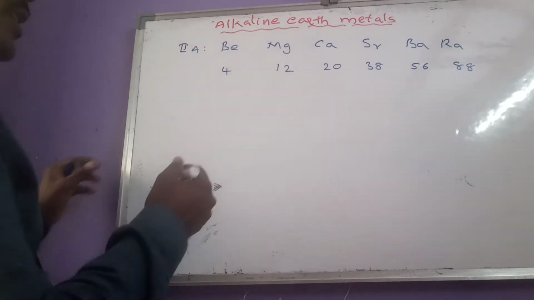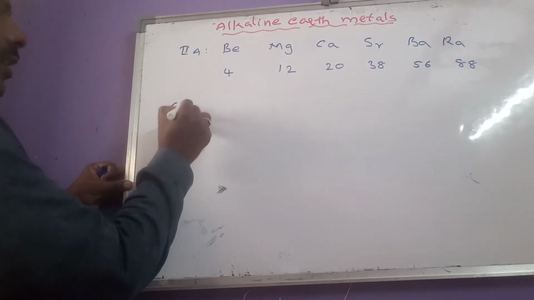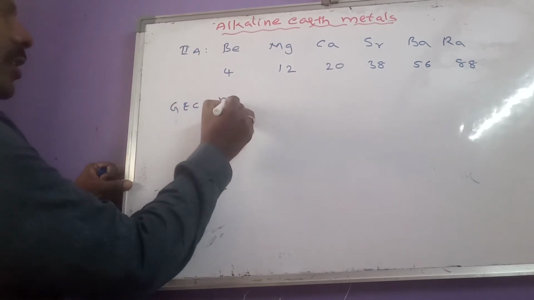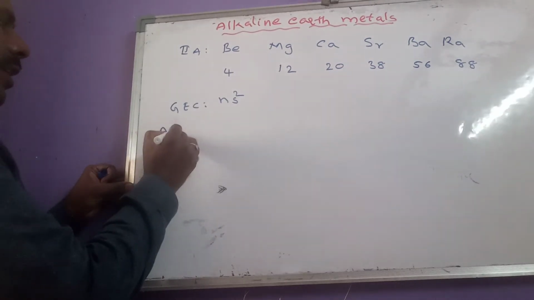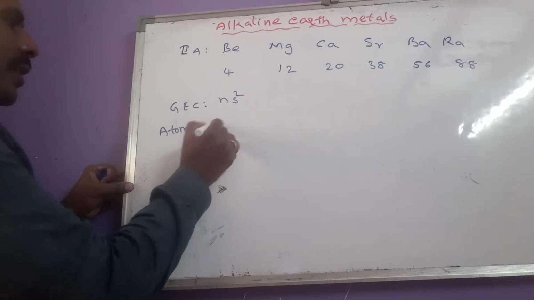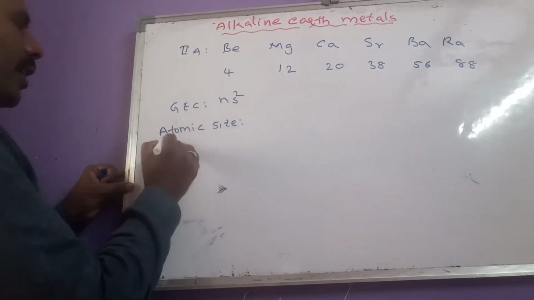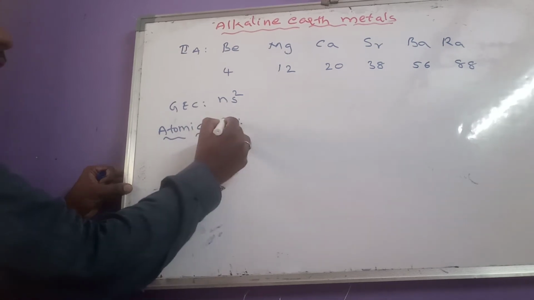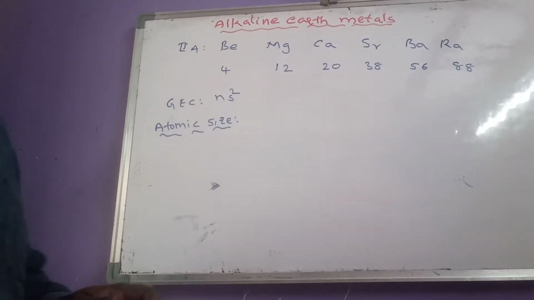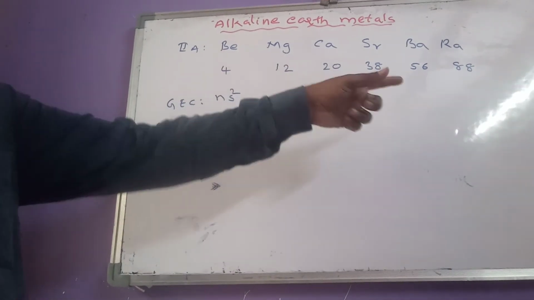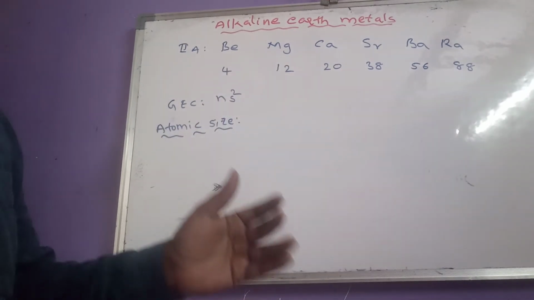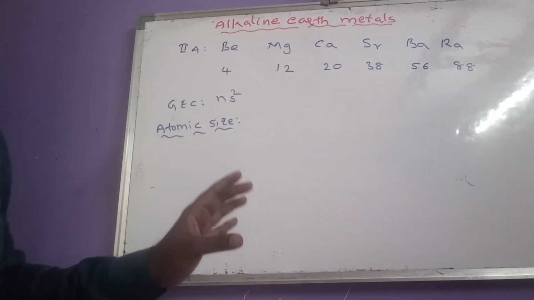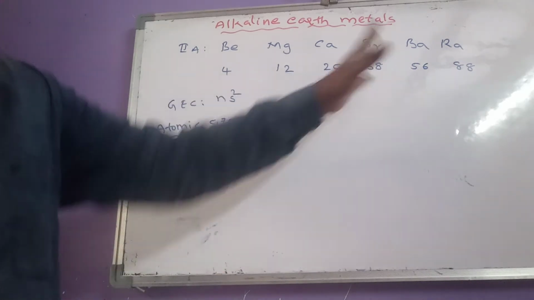Now let us see some properties here. The general electronic configuration of these elements is ns2. Okay, now let us see atomic size, which we can also call atomic radius. So what about this atomic size? We know that from top to bottom, that means from beryllium to barium, leave the radium because that is a radioactive element. So our discussion is confined up to barium only.